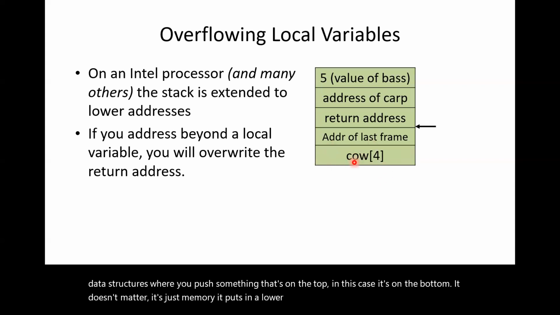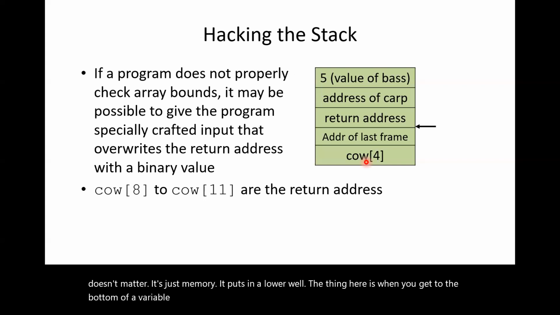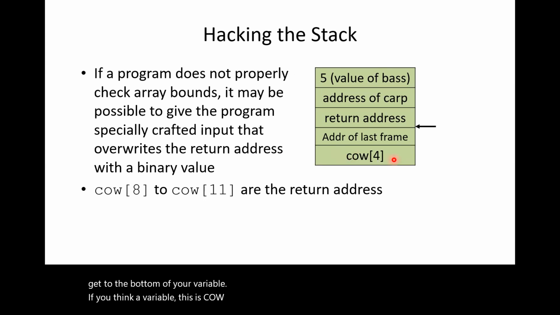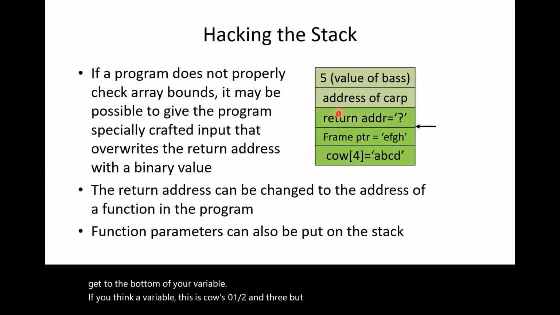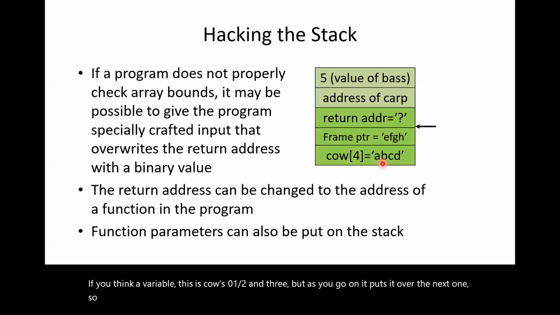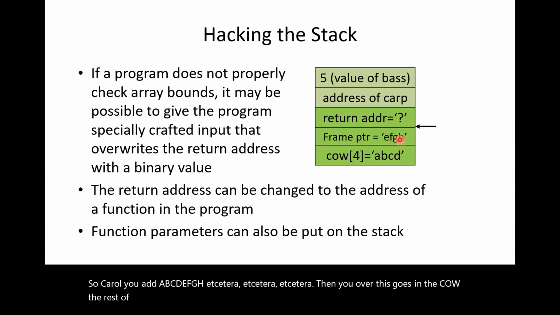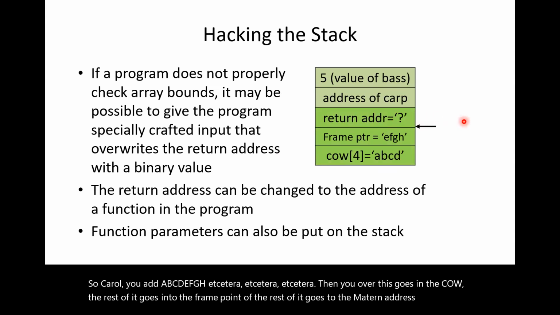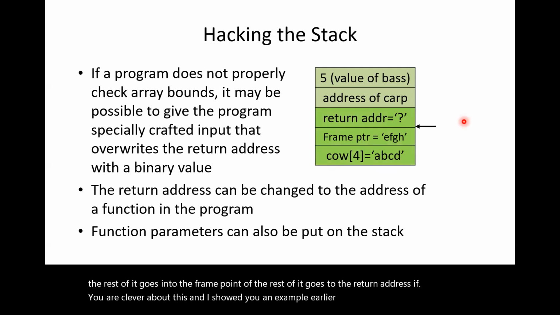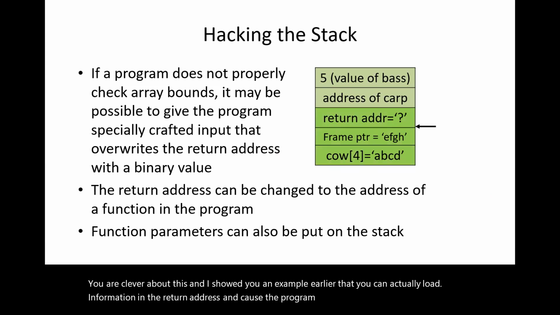Well, the interesting thing here is when you get to the bottom of a variable, this is cow 0, 1, 2, and 3, but as you go on, it puts it over the next one. So if you add A, B, C, D, E, F, G, H, et cetera, then this goes to the cow. The rest of it goes into the frame pointer. The rest of it goes to the return address. If you are clever about this, and I showed you an example earlier, you can actually load information in the return address and cause the program to return to someplace else and do something nefarious.